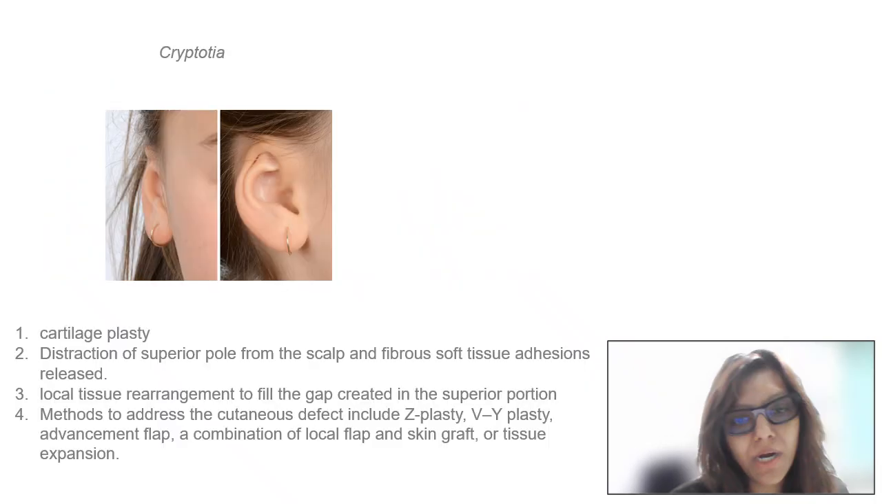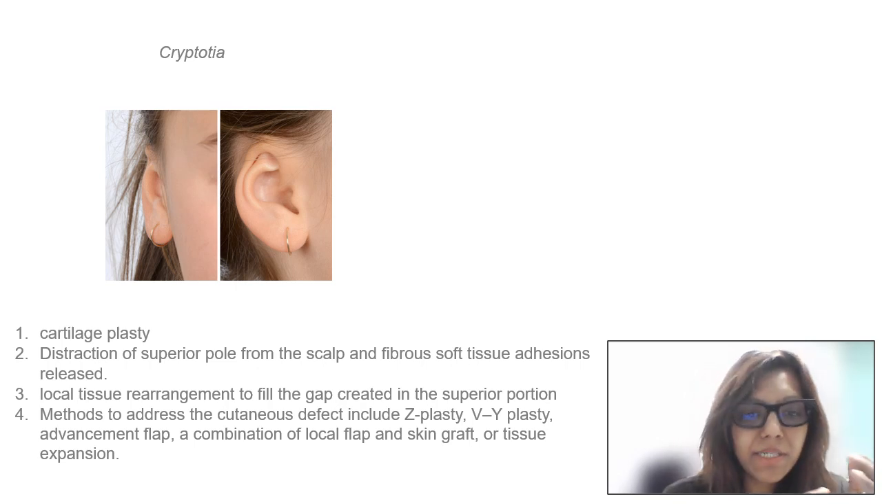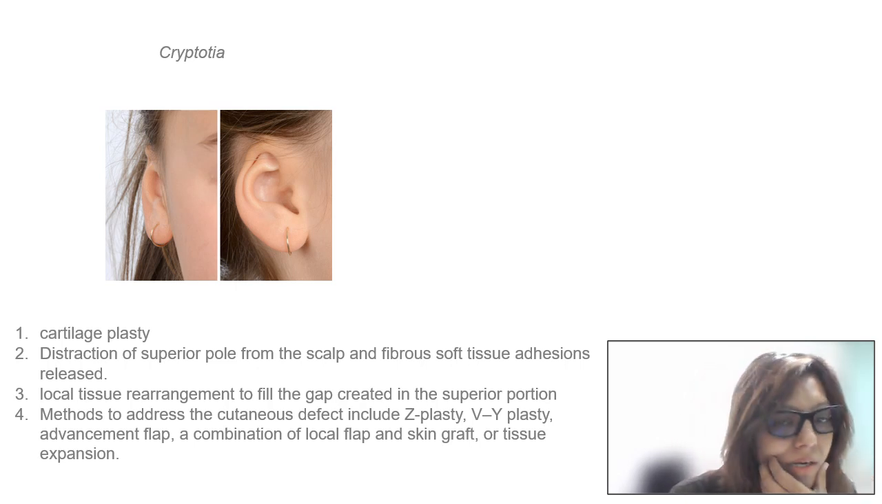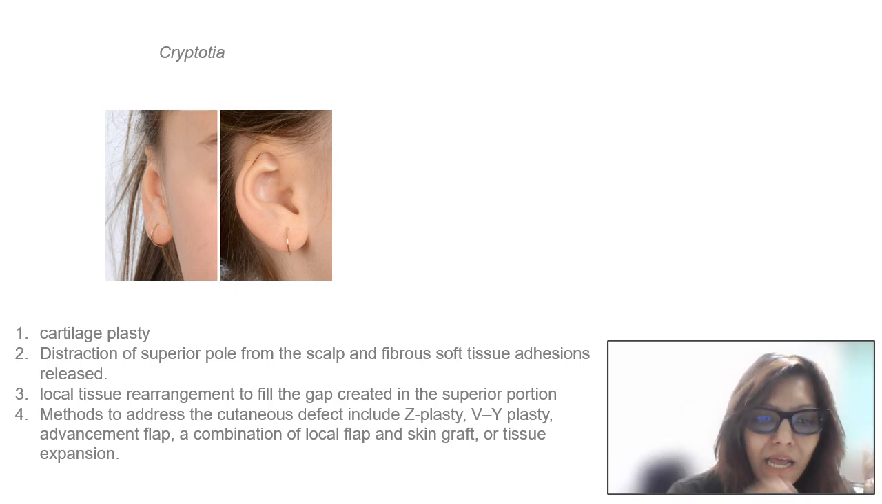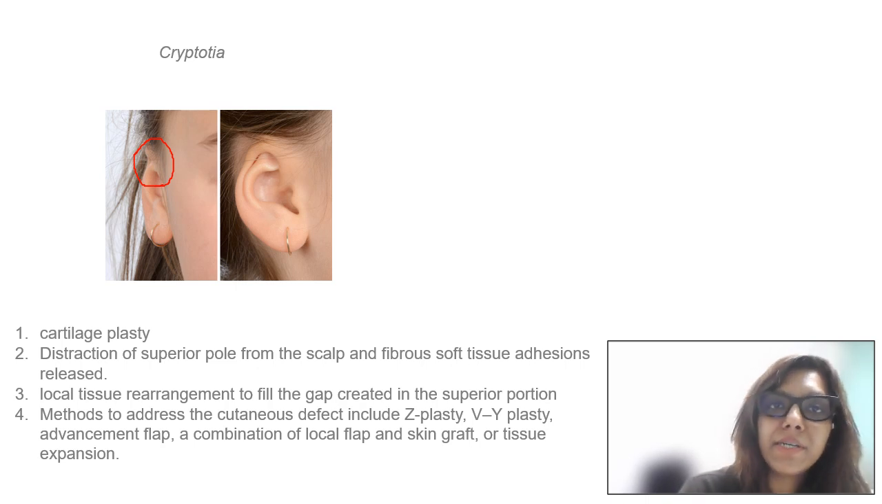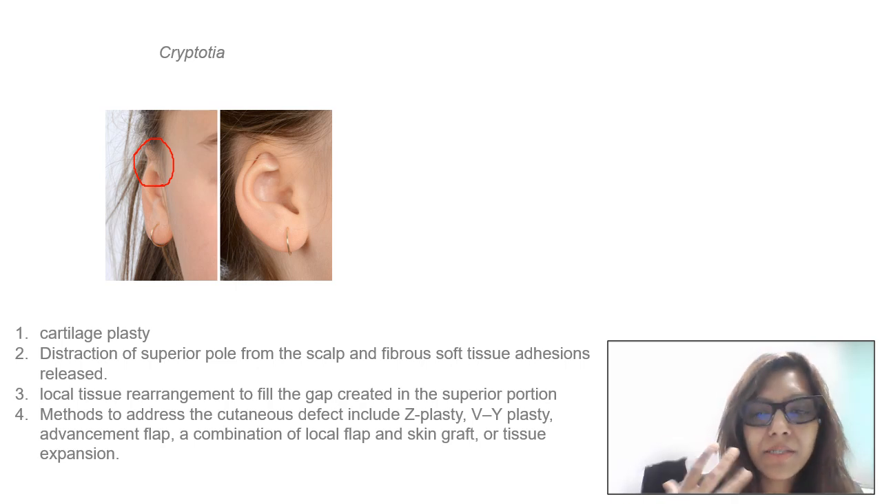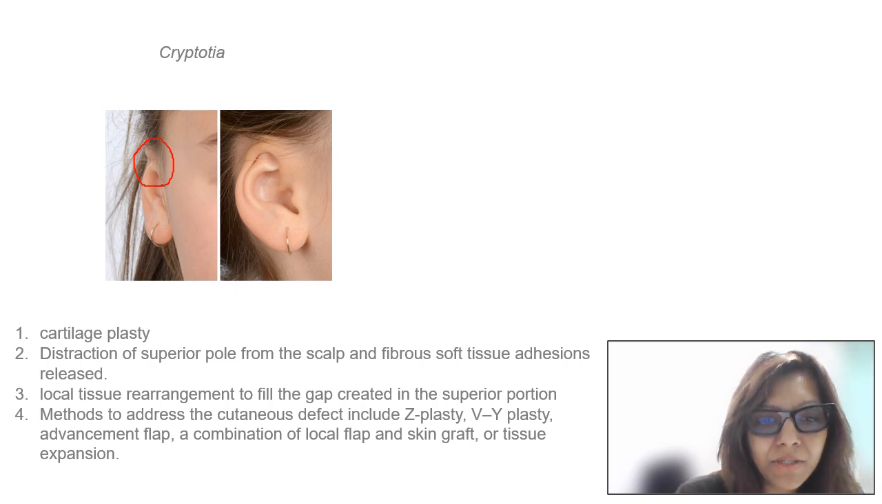The last important one we're going to be talking about is cryptotia. Now, cryptotia just means buried ear into the scalp. Once the ear gets buried into the scalp, it becomes a superior pole deformity or type 3 Tanzer. Treatment of this is rather simple. It just sounds complicated, but it is actually very easy. It's just a logical sequence of events.